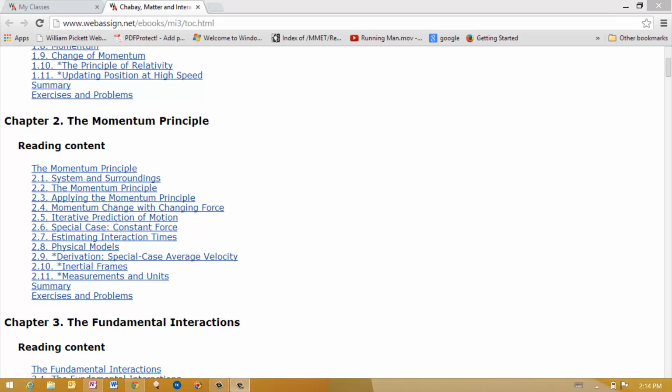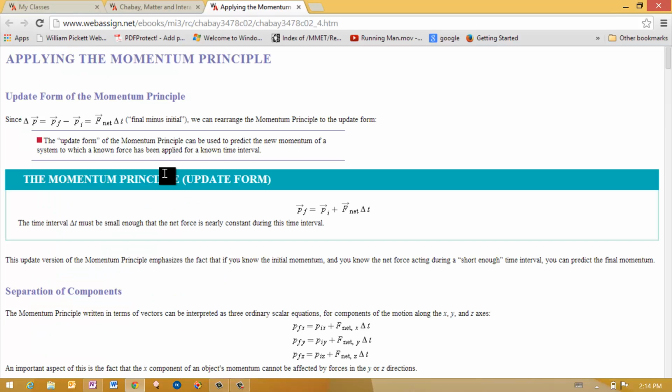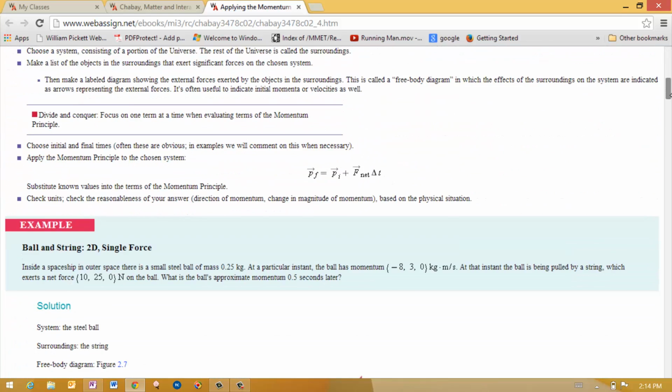So hello, this is Galen Pickett, Physics 151, California State University, Long Beach, and we talked about the momentum principle in Chapter 2.2. Now Chapter 2.3 is where I want to go. So applying the momentum principle, the application that I want to focus on is this update form of the momentum principle. You get a lot of mileage out of that.